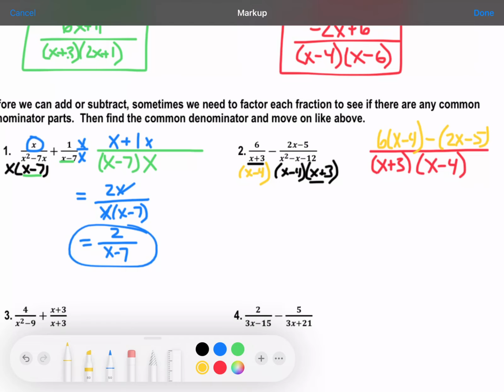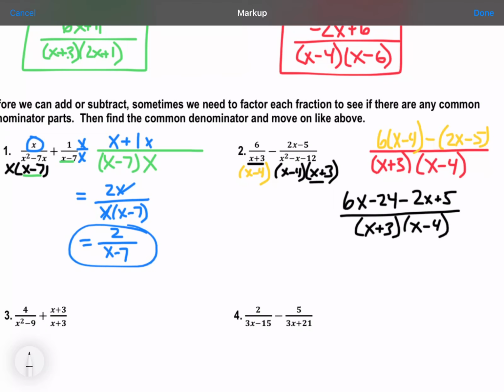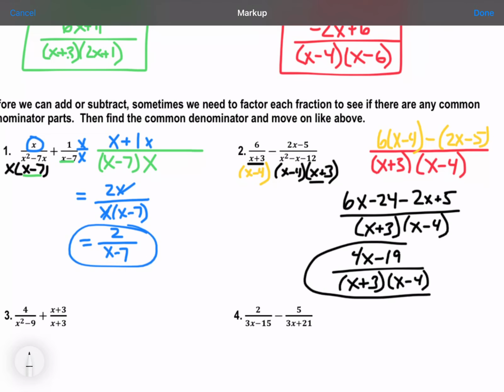And so now we can combine everything. 6x minus 24 minus 2x plus 5 all over x plus 3 times x minus 4. We combine our like terms, 4x minus 19 over x plus 3 times x minus 4. And so that is our final answer.